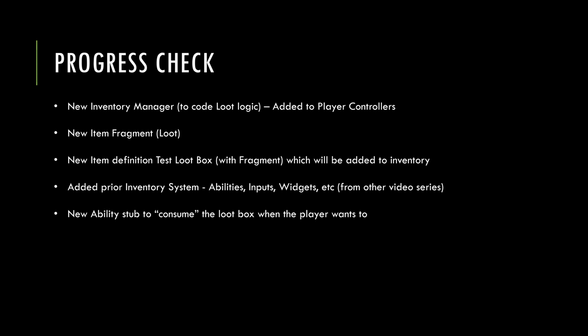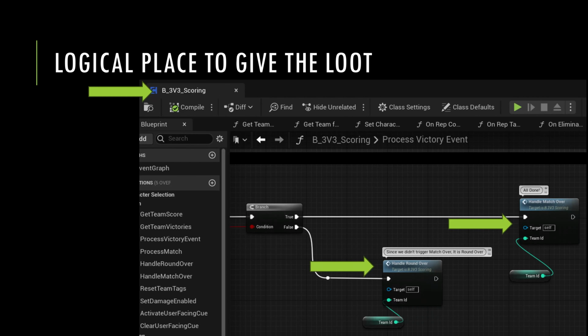So the last thing really to do is how do we give the player that inventory, right? So we've set up all the bases for it. We now need to actually go about giving it to them. And the most logical place is in the scoring component. Since the scoring component is fundamentally tracking who wins, who loses, where are we in the match, was it a tie, it gives us a very natural place to hand over the loot boxes.